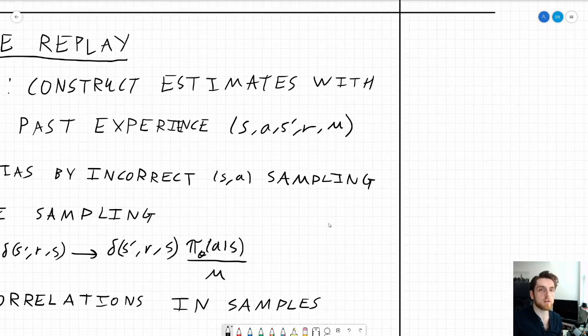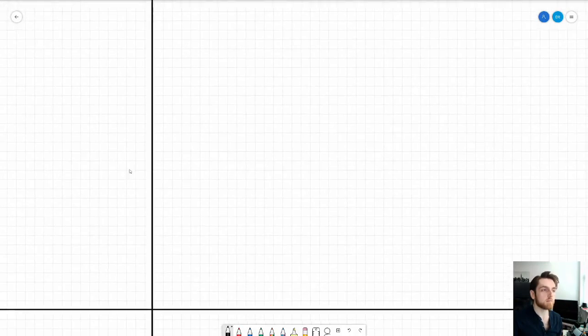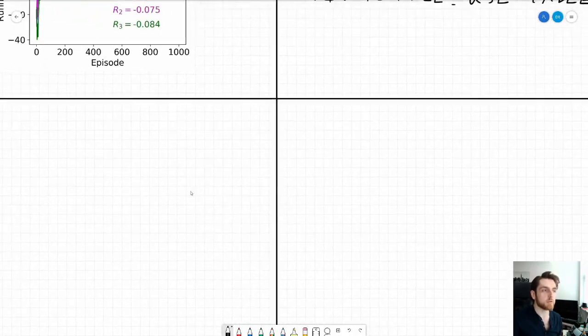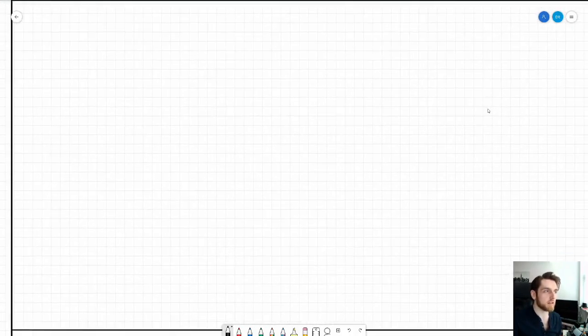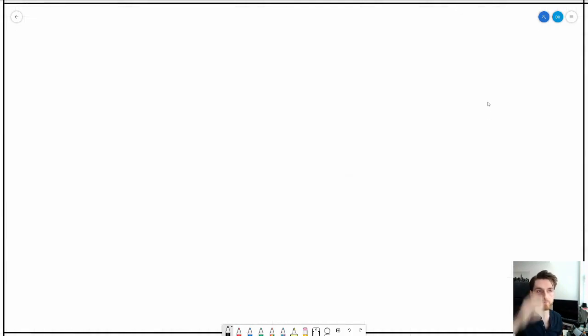So that in principle solves the issue of the correlation in the samples that we use to construct our estimates. That's one issue solved, but it almost introduces a second issue, which is that we're now using very off-policy data, potentially. But we're using a moving target, which creates instability.